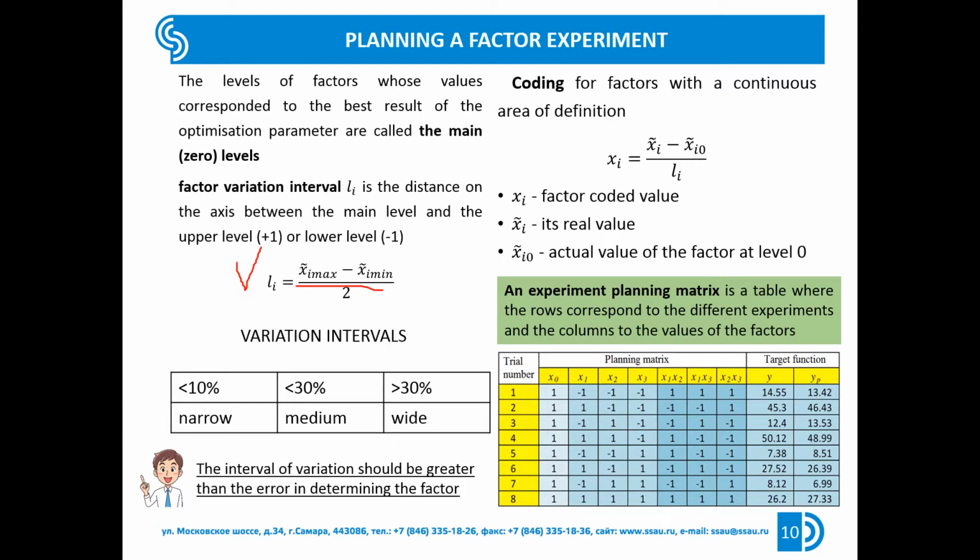For factors with a continuous area of definition, a transformation is used, where x is a factor-coded value, this is a real natural value, and this is the actual value of the factor at level 0. The condition of the experiment can be written in the form of a table, where the rows correspond to the different trials and the columns to the values of the factors. These tables are called planning matrices.